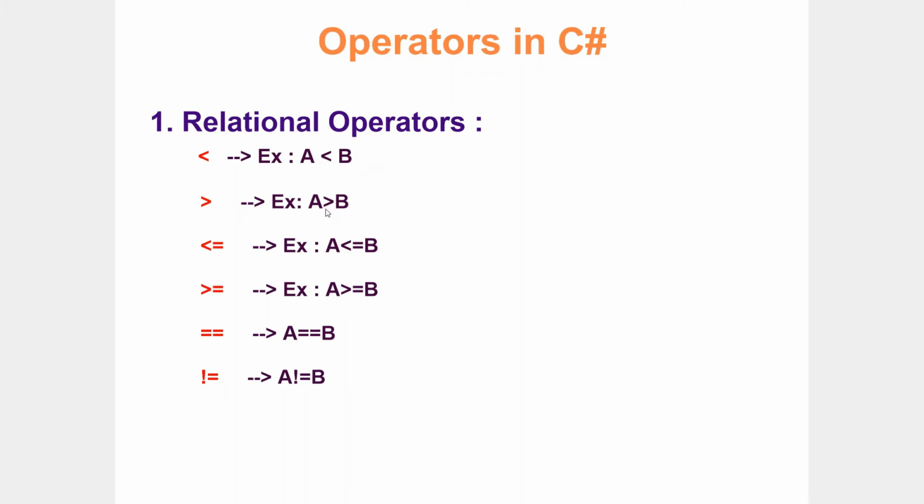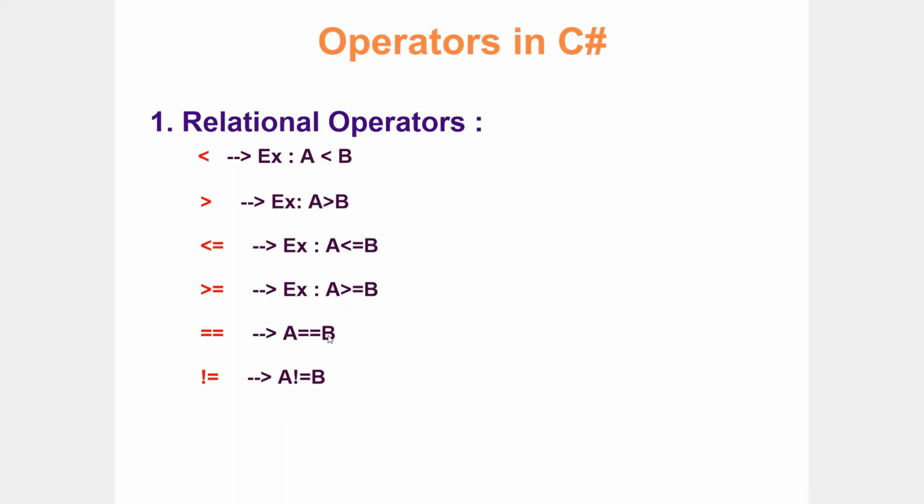Next, greater than. Here we are checking whether A is greater than B or not. If A is really greater than B, it returns true, otherwise it returns false. Next, less than or equal to. Let's say A is equal to 11, B is equal to 10. Is A less than B? No. Let's say A is equal to 10, B is equal to 10. Is A less than B? No, A is equal to B. That's why I'm saying A is less than or equal to B. If A is less than or equal to B, it returns true. If it is greater than B, it returns false. Next, greater than or equal to.